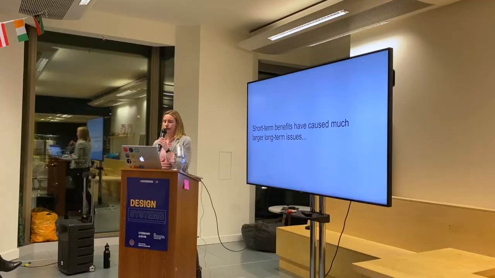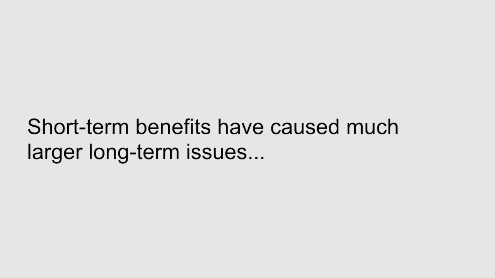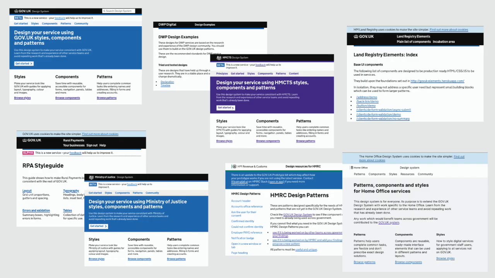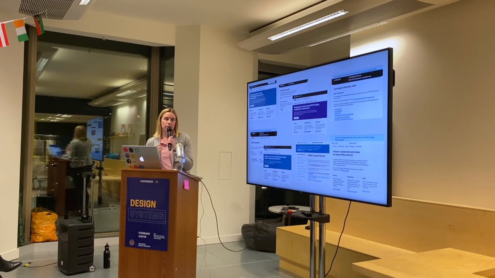But the problem is that there have been some more long-term issues that have come from the short-term benefits of these independent departments having their own design systems. The reason for that is that designers don't just look within their department, they also look across other departments and across government. So this is what we have now: a lot of design systems across government. Some of them are maintained, some of them aren't, but you won't be able to tell that. And some of them have various levels of maturity. So we've got a bit of a situation here where there is a little bit of confusion.